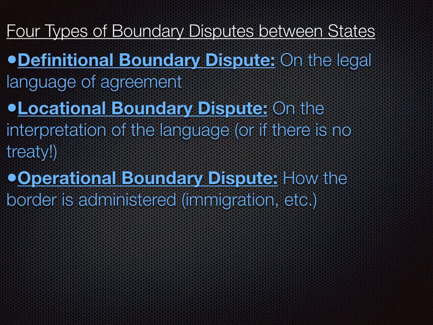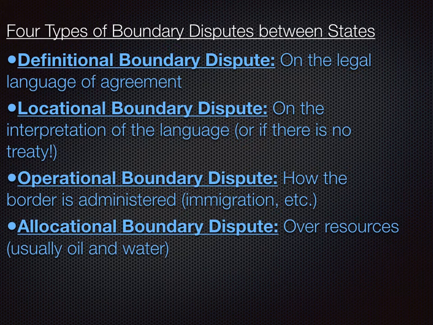Now, if you do agree on where the boundary exists, then how it's administrated, for example with immigration and whether people are allowed free access to cross over the border, that's called an operational boundary dispute. That's pretty common. Different states have different ideas about how people should be able to cross over, and so that turns into an operational boundary dispute. Now, the most common type of boundary dispute is actually called an allocational boundary dispute, and that's a dispute over resources, and the resources most often disputed are usually oil and water. I'm going to give you 2 examples of these types of disputes, and I'm going to describe the dispute and see if you can guess.